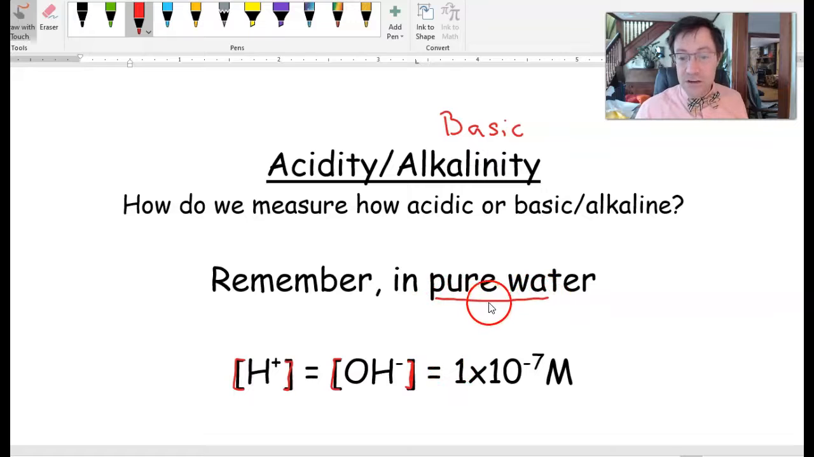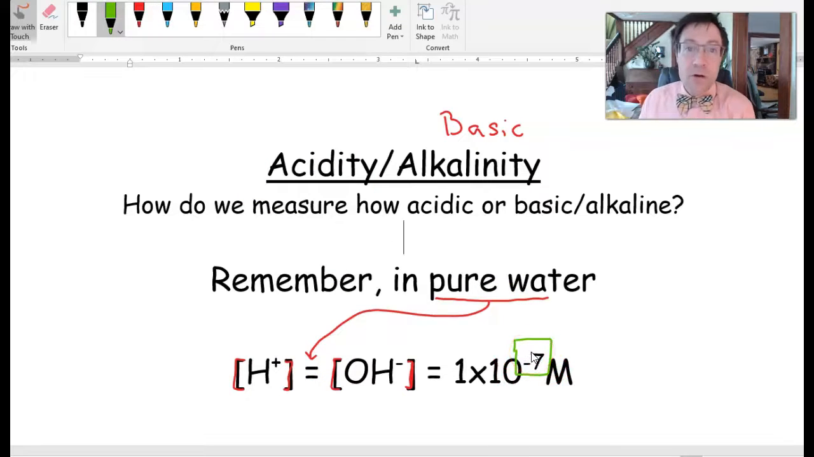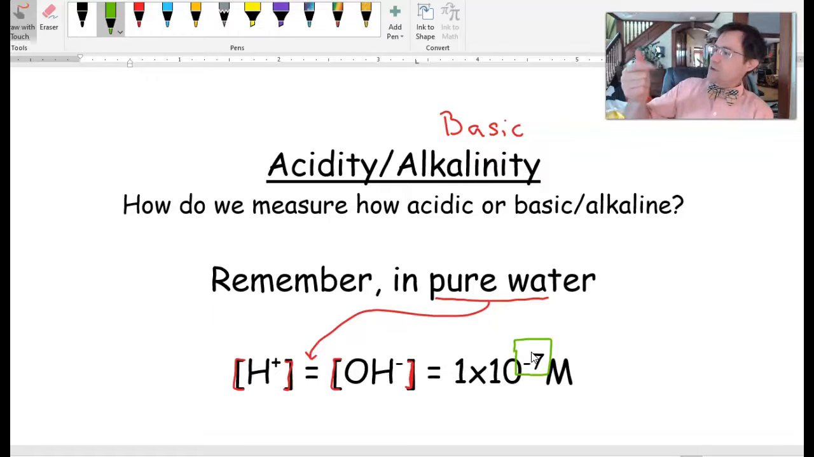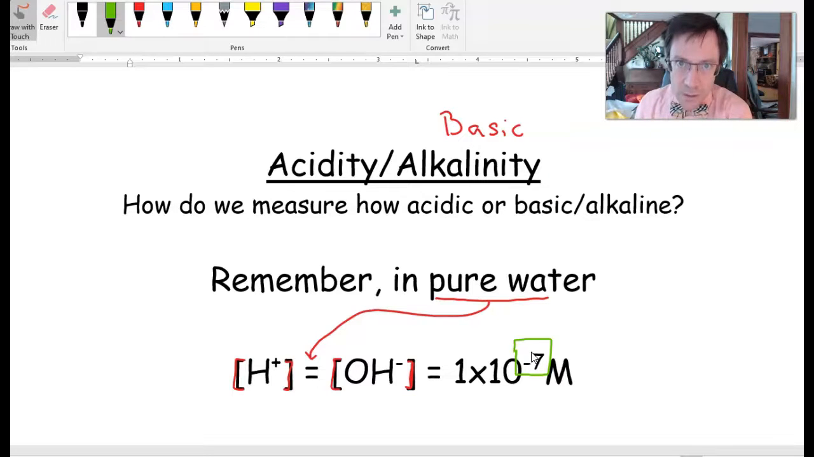The only reason these are equal is because it is absolutely pure water. And here's the thing I want you to dial into. See that exponent? They both have a concentration of 1 times 10 to the minus 7. This is a very, very small number. It is 0.0000001. That's really, really small, right? It's a ridiculous number to try to write down.